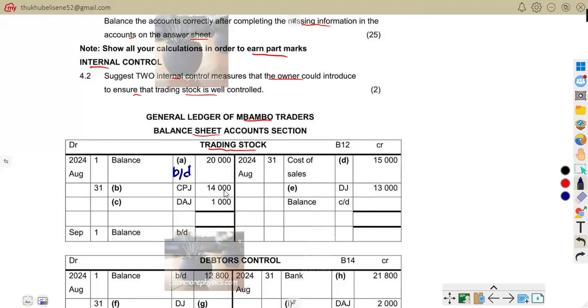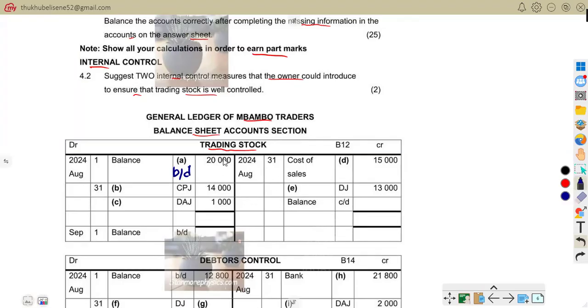This is the opening stock. So we have to show that this is a balance brought down. So in the ledger accounts, the first entry is always balance brought down. So we write BD because the amount 20,000 is brought from the previous period. So we have to write this. So hope we are together on that.